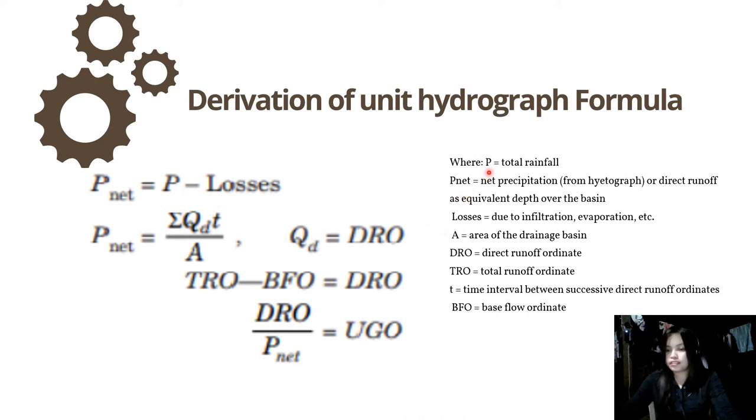P is the total rainfall. P net is the net precipitation from the hydrograph of direct runoff as an equivalent depth over the basin. Losses are due to infiltration, evaporation, and so on. A is the area of the drainage basin, and DRO is the direct runoff ordinate. TRO is the total runoff ordinate, and T is the time interval between successive direct runoff ordinates. And BFO, which is here, is the base flow ordinate.